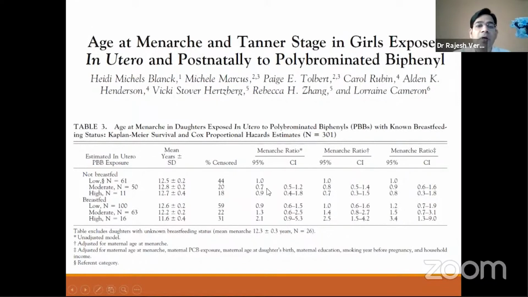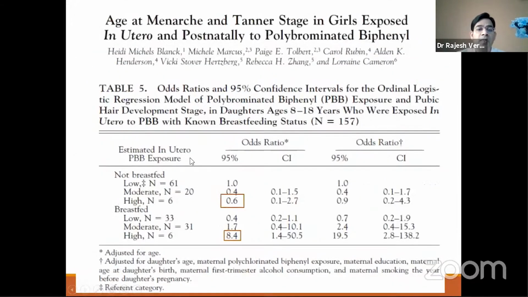So now another article: age at menarche and Tanner stage in girls exposed in utero and postnatally to polybrominated biphenyls. In this, we look at age at menarche in daughters who were exposed in utero to PBBs. Those girls who were not breastfed have a mean age of menarche of 12.7 years. And those girls who were breastfed with milk contaminated with polybrominated biphenyls have a mean age at menarche of 11.6 years. You can see the 95% confidence interval with 0.9 and 2.5. So the mean age at menarche of exposed girls is less, a difference of about 1 year.